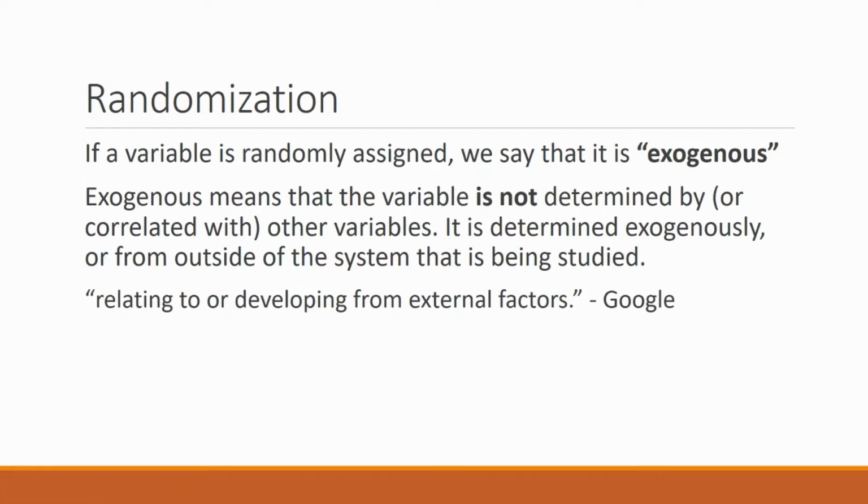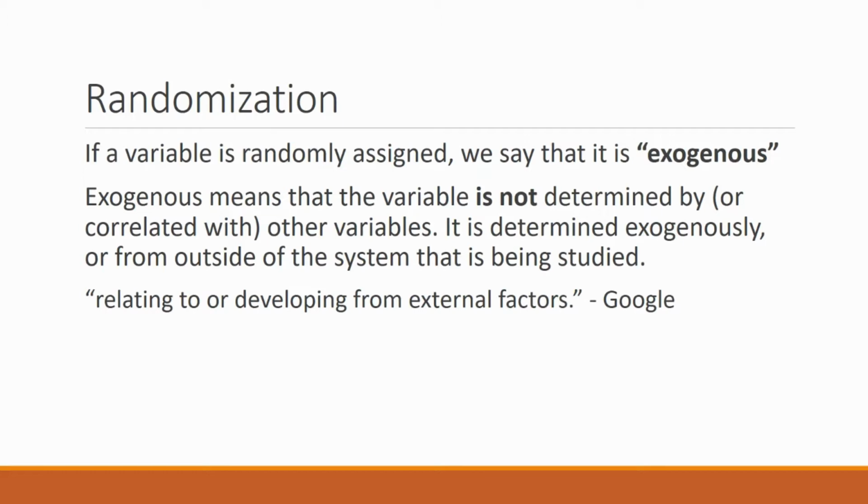It is determined exogenously, or from outside of the system that is being studied. Using a Google definition, exogenous means relating to or developing from external factors. So if a variable is exogenous, that means it's not related to the things in the system that you're studying. It's not related to the variables that you would want to include in your regression model.